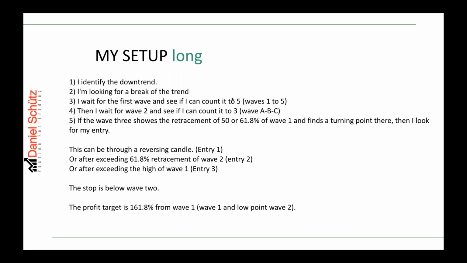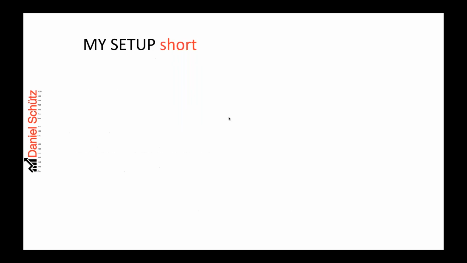The stop is below wave 2, or if you want to give the market a little more space to move, it is below the low of wave 1, and the profit target is 161.8% Fibonacci from wave 1, and we measure the low of wave 1 to the high of wave 1 and go back to wave 2. That's how we measure that target of the Elliott Wave setup here.